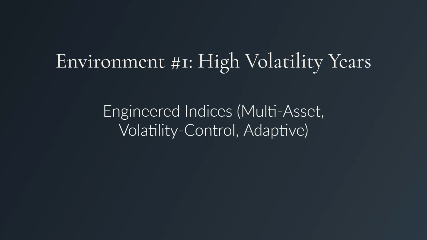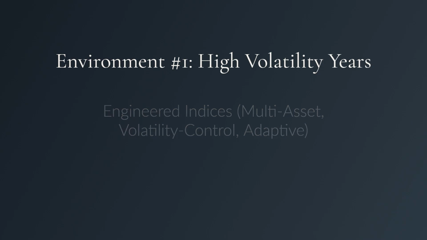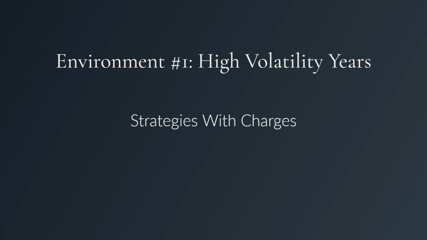Engineered indices, multi-asset, volatility control, adaptive. This is their home field. Smooth movement, stable participation-driven credit. Far fewer zero credit periods. Significantly better hedging efficiency. Strategies with charges. Occasional small negative years from the strategy charge, but still efficient when the index produces any positive cycles. Amplification works well even in volatile conditions. Key takeaway. Volatile years reward stability. Engineered indices and multi-year structures tend to behave the most predictably.